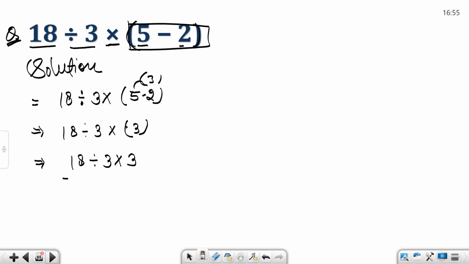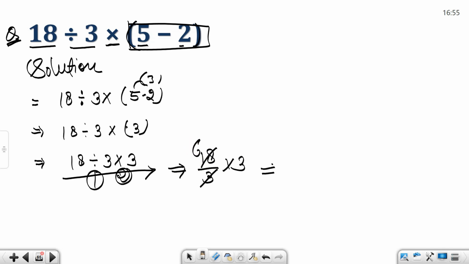Now, according to the order of operations, we give the first priority to division and the second priority to multiplication. 18 divided by 3 times 3. So 18 divided by 3 is 6. Now 6 times 3 equals 18. This is the right answer.